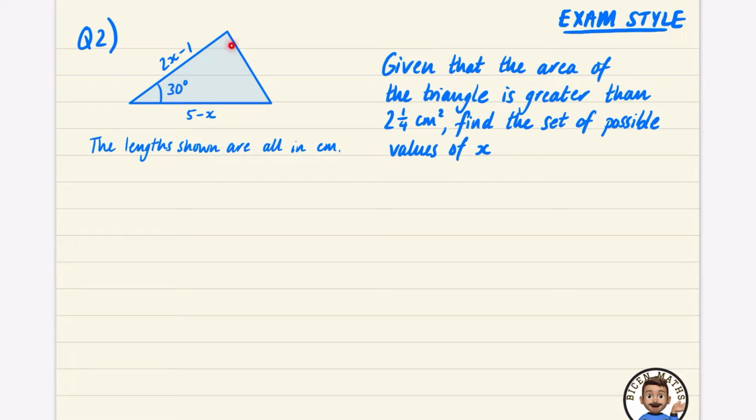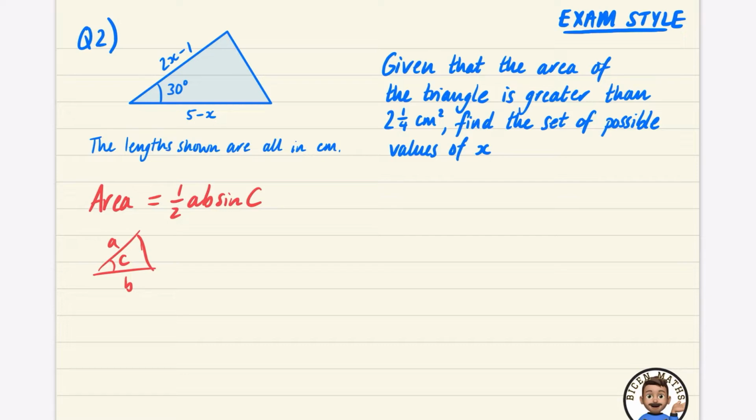Now, I want to try and find out the area of this triangle because it's talking about the area of the triangle being greater than 2¼ centimeters squared. So first of all, let's see if we can remember anything about the area of a triangle. Well, I think we should remember that the formula for the area of a triangle is a half AB sine C. Now that's when you have a triangle that looks like this. That's C, that's A, and B like this.